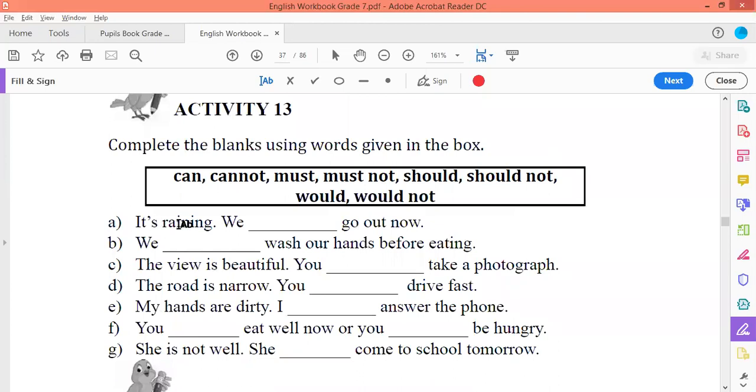It's raining. We blank go out now. Should not. You can say should not. We should go out. But you can use cannot as well here. It's raining. We cannot go out. Most probably this one. Okay. We blank wash our hands before eating. What do you think?